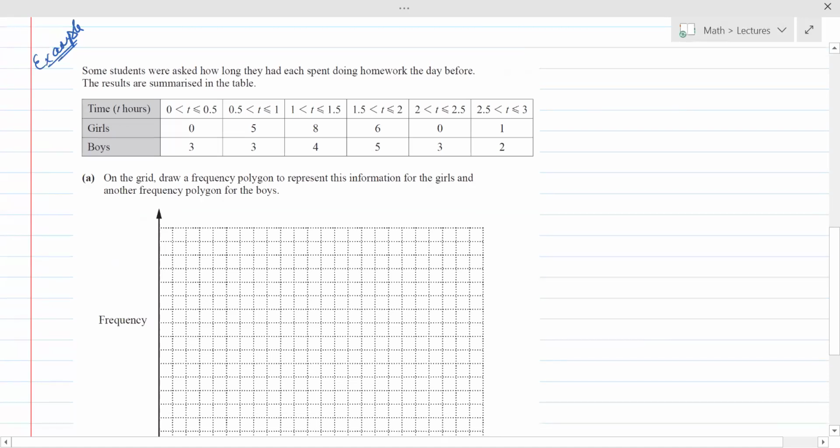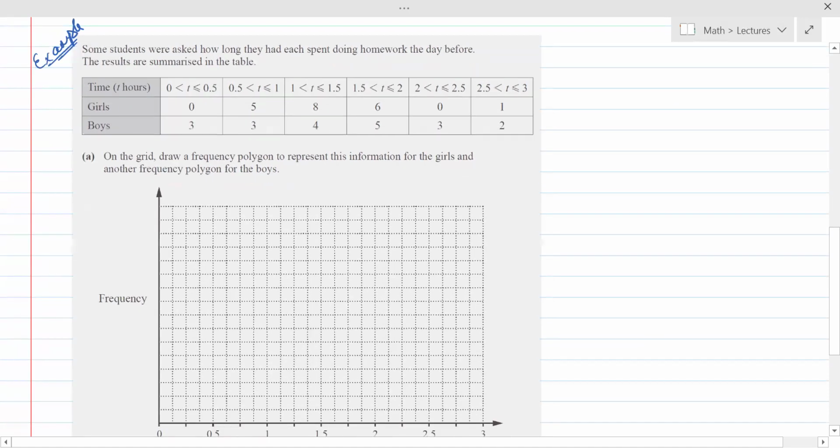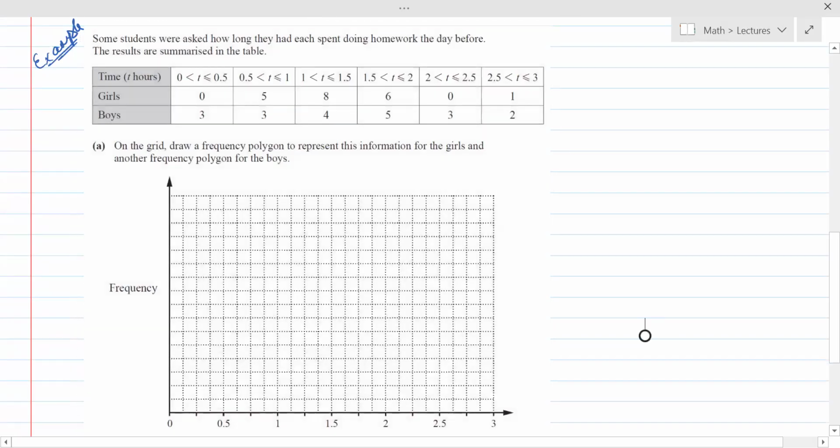Okay, so in case of this question, as the question says, some students were asked how long they had each spent doing homework the day before. The results are summarized in tables. So what they did is they collected the data for girls and boys separately. So they have these class intervals as time in terms of hours, and frequency is segregated for both girls and boys. So we have the frequency for girls, frequency for boys.